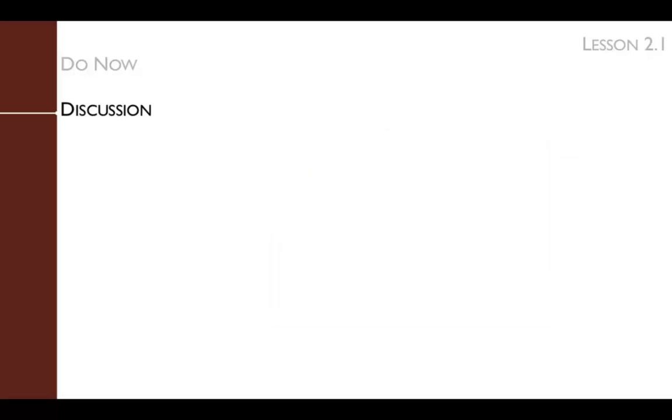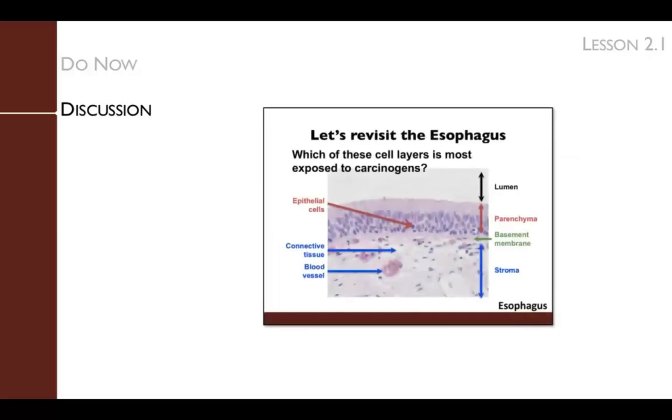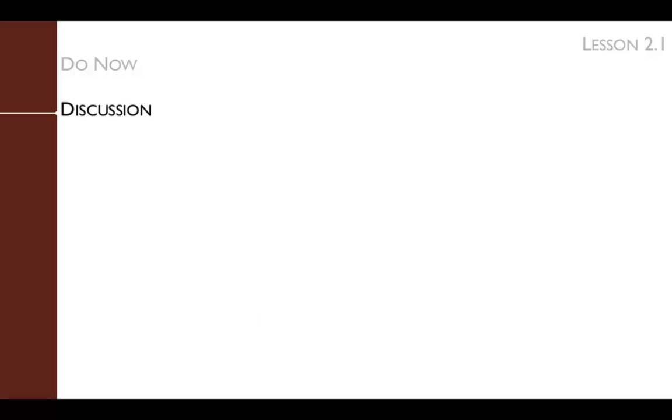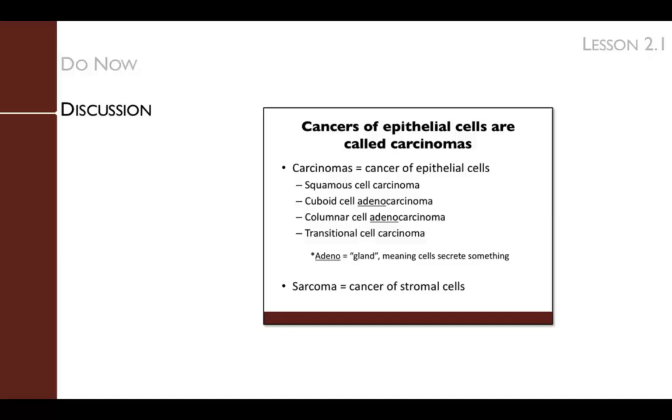How does all this relate to cancer? Because epithelial cells are exposed to the environment, they are vulnerable to carcinogens. In fact, the majority of cancers involve epithelial cells. Cancers are named differently depending on where they originate. Cancers of the epithelial cells are called carcinomas.